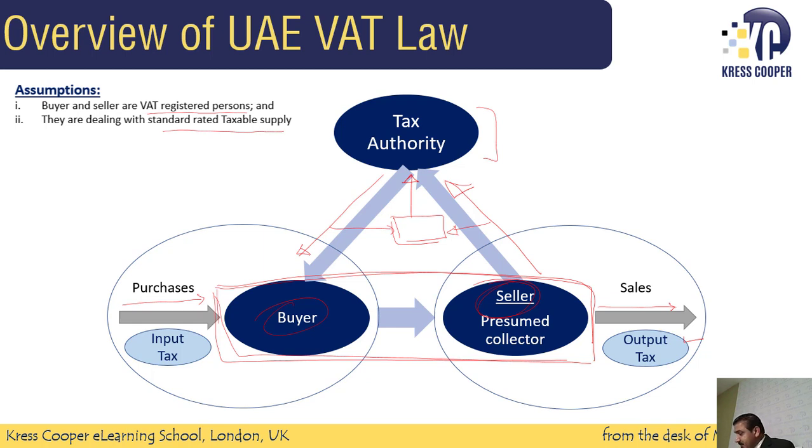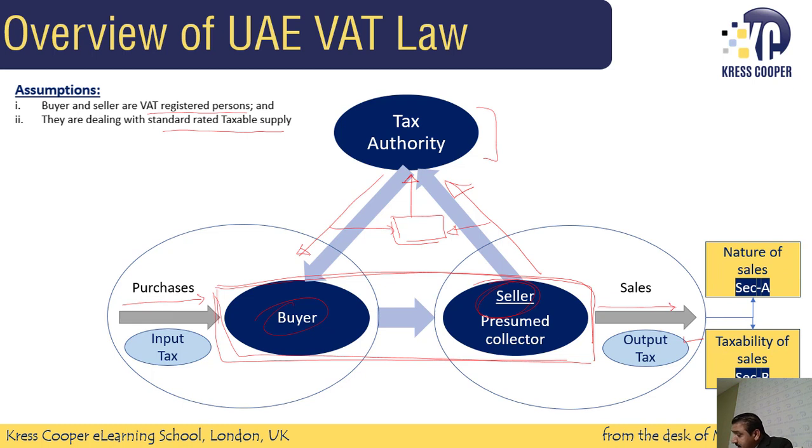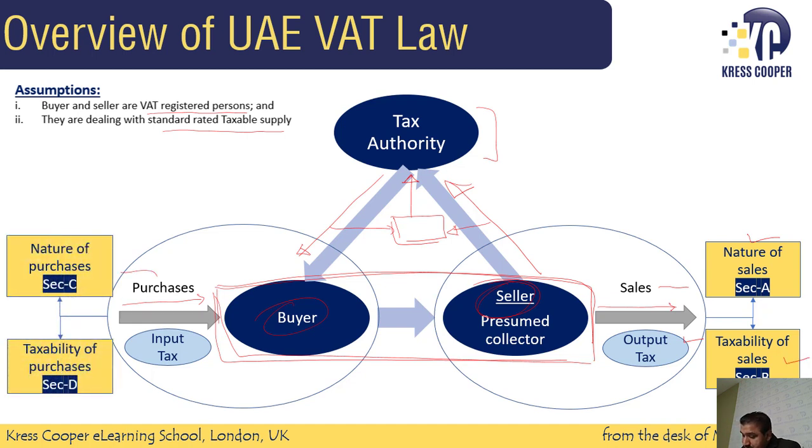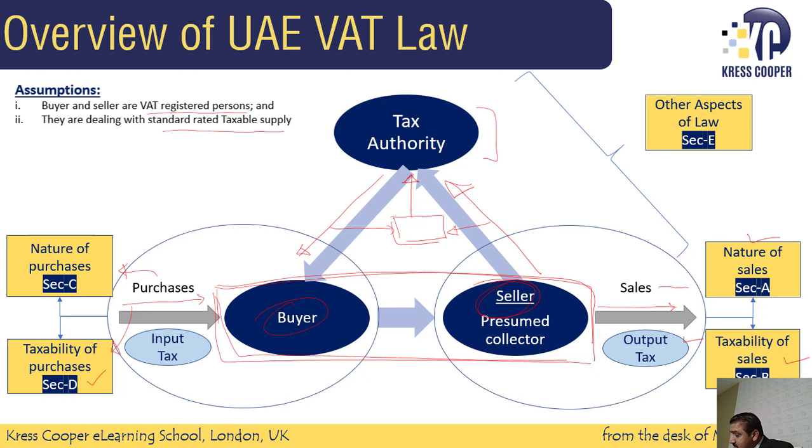Let's extend our discussions. Now, sales can be classified into two further categories: nature of the sales and taxability of the sales. In the same way, purchases can be classified into two categories: nature of purchases and taxability of purchases. We have created one more section also, called other aspects of the law. So we have classified the whole law into 5 sections: section A, nature of the sales; section B, taxability of the sales; section C, nature of purchases; section D, taxability of purchases; and the 5th section E is other aspects of the law.